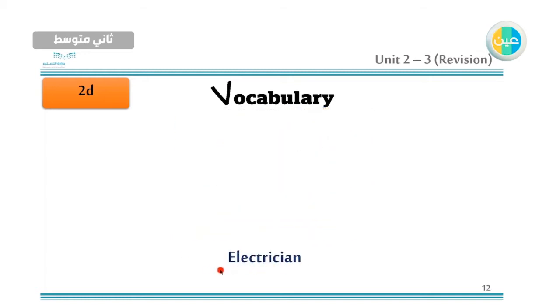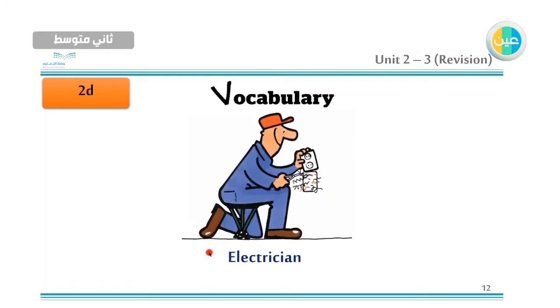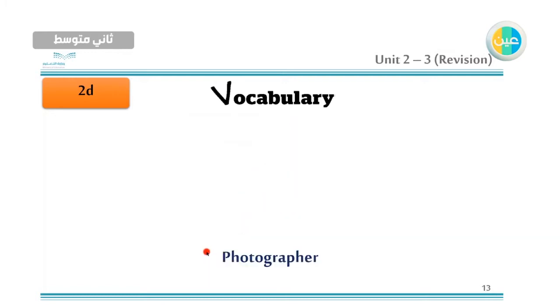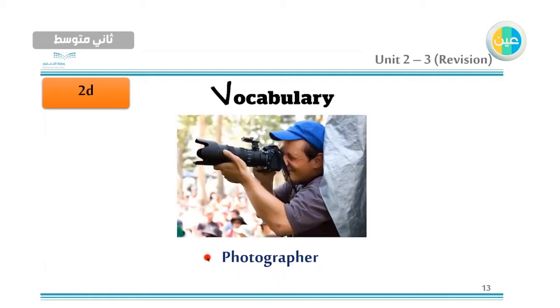Next, electrician. Electrician is the name of the job of someone who deals with electricity. Okay, so here's a picture of an electrician. Next, photographer is the name of the job of people who take photographs, still pictures, not videos, okay? So here's a picture of a photographer.